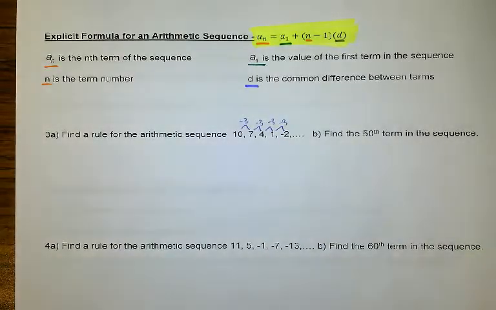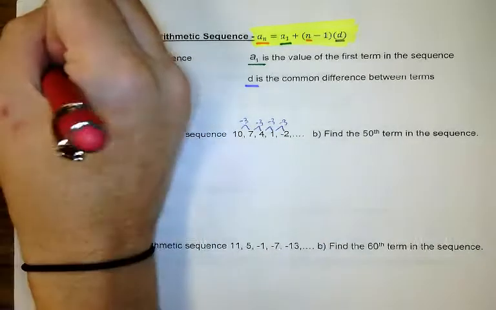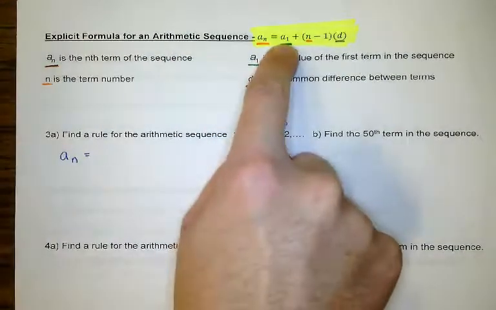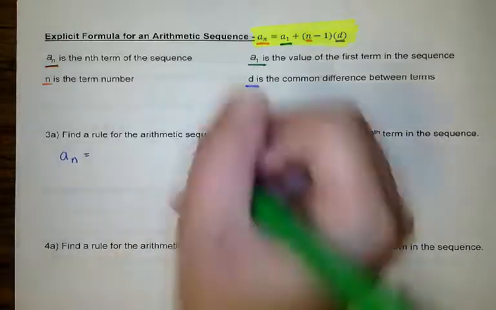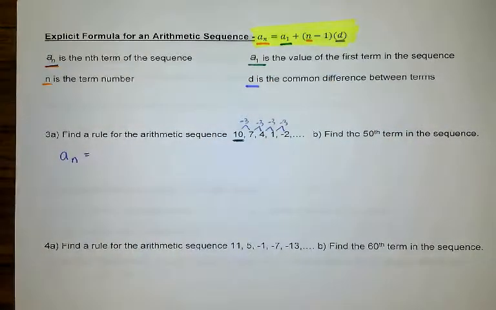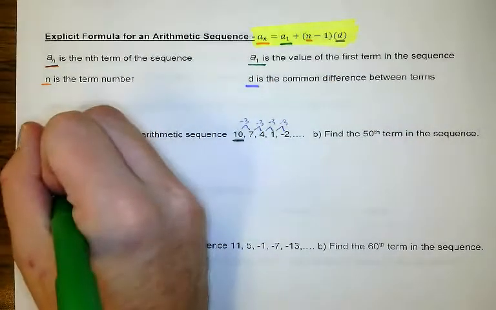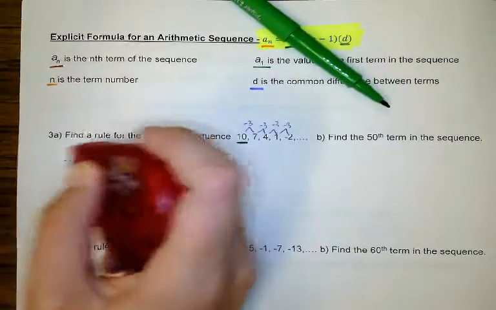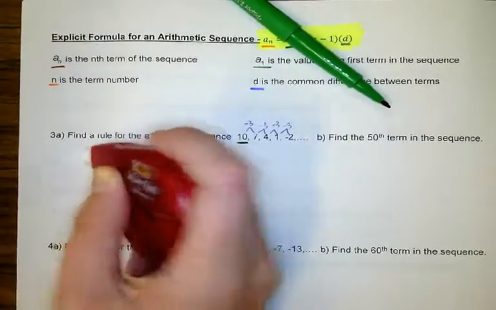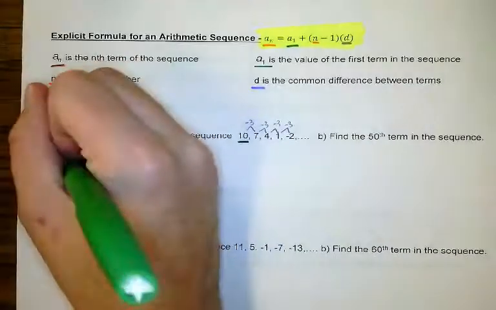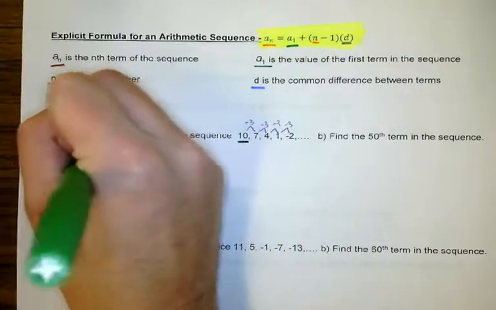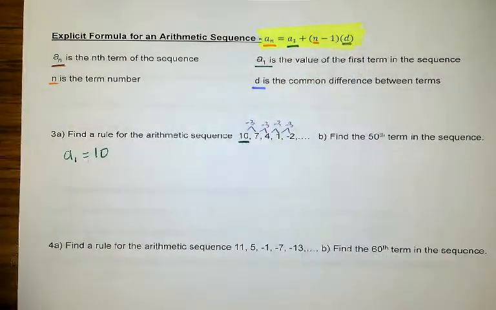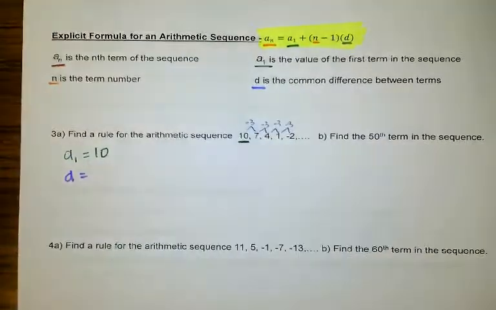So check this out. a sub n is equal to a sub 1. What's my a sub 1, y'all? We're going to identify all these little values. What's my first term? 10. Oh, I thought you said n. Okay, so a sub 1 is equal to 10. Now, the other thing we really need to know is the common difference. What is our common difference? Minus 3, right?